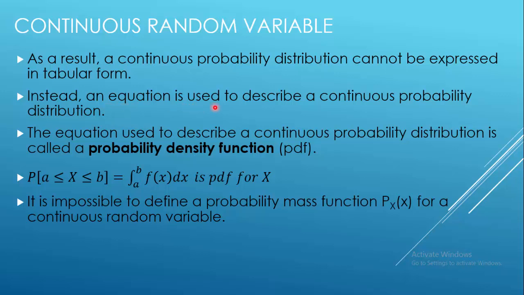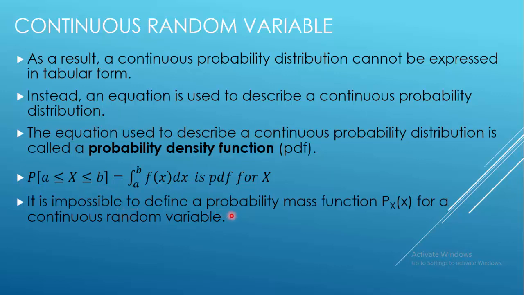Instead, an equation is used to describe a continuous probability distribution. The equation used to describe a continuous probability distribution is called the probability density function. What is a probability density function? It describes a continuous probability distribution within an interval. So for example, the probability that event x will occur between an interval a and b is found by simply integrating over the interval a to b. This f of x is the probability density function for this random variable x.